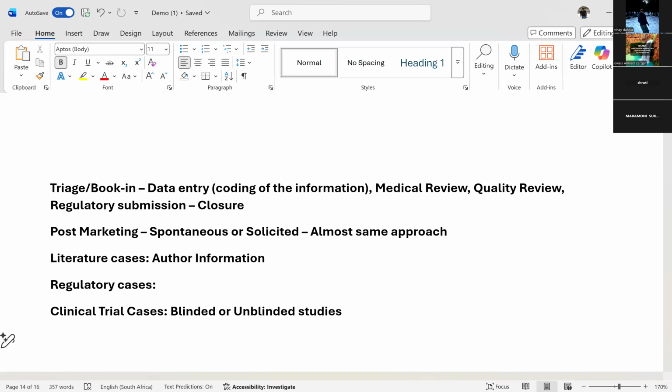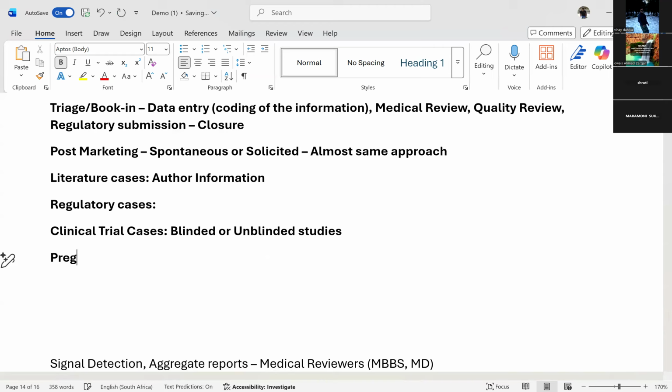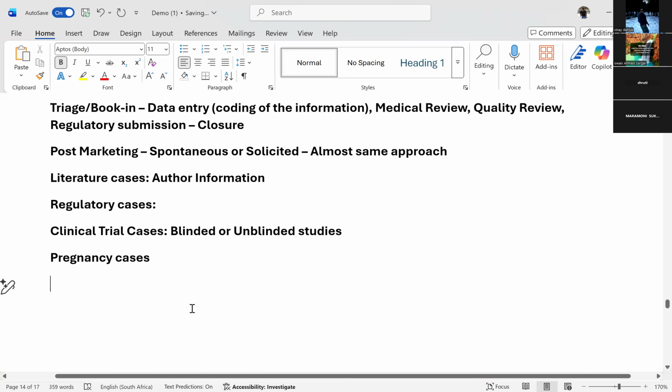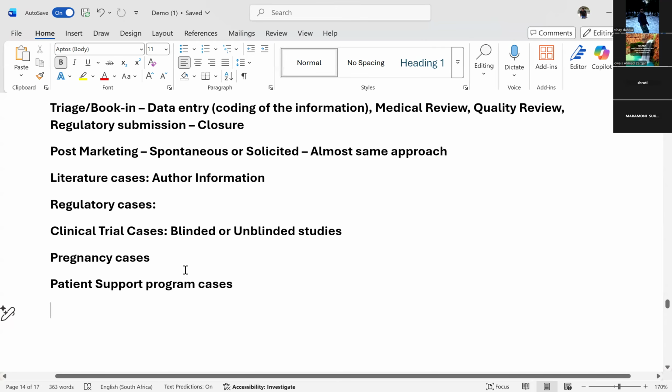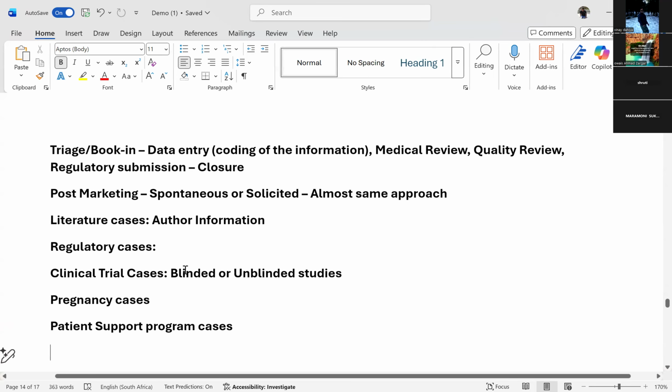Then there are many other types of case reports, such as pregnancy cases and patient support program cases. As a person who wants to enter the field, this information is more than sufficient. The purpose of this guided session was to give you all a brief understanding of how safety databases are used in a real-world scenario.